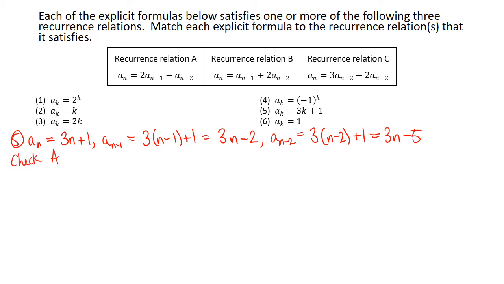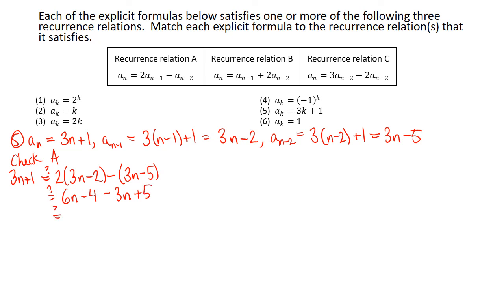I'm checking, does an equal 2 times an minus 1 minus an minus 2? I'm just going to simplify the right-hand side. So this is 6n minus 4 minus 3n plus 5. So I get 3n plus 1, so that's a yes.